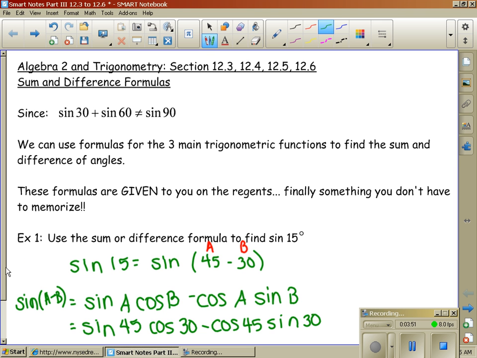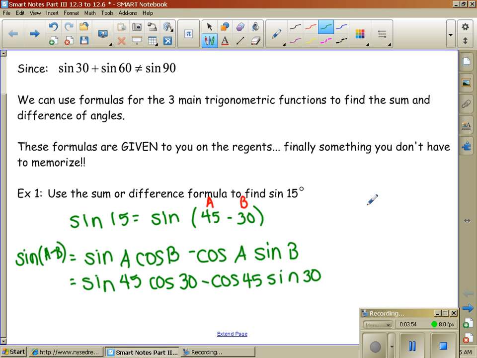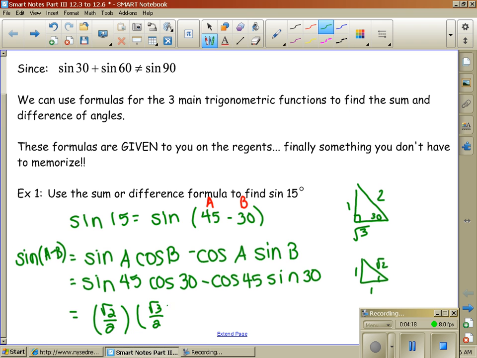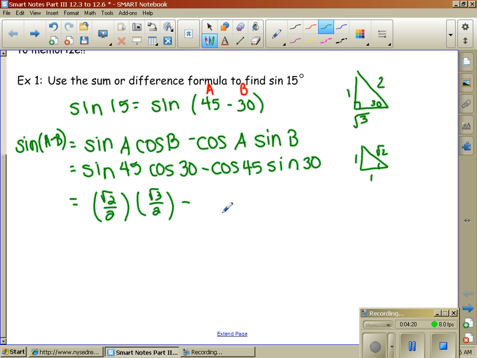So write out your triangles. If you haven't memorized them yet, do your basic triangles. Your 30, 60, 90: 1, 2, 3 square root. Or your 45, 45, 90: 1, 1, square root of 2. So the sine of 45, square root of 2 over 2. Cosine of 30, square root of 3 over 2. Cosine 45, square root of 2 over 2. Sine of 30, 1/2.